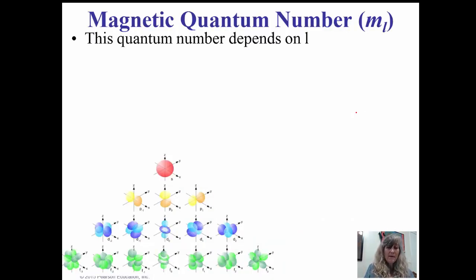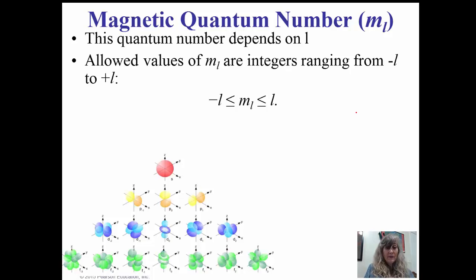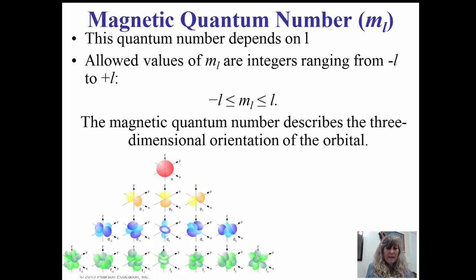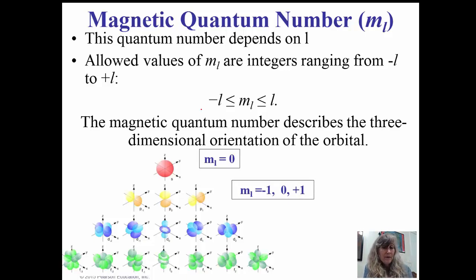And m sub l depends on our l value. It ranges. Let me give you the examples down here. So if we're an s orbital, then we could have a magnetic quantum number of, this is a 3D number, of 0. Why? Because there's one s orbital. Makes sense. 0. m sub l, how many p orbitals are there? There are 3 p orbitals. So we're going to say we can range from -1 to +1, identifying each of the p orbitals. Can you guess how many are in the d orbitals?